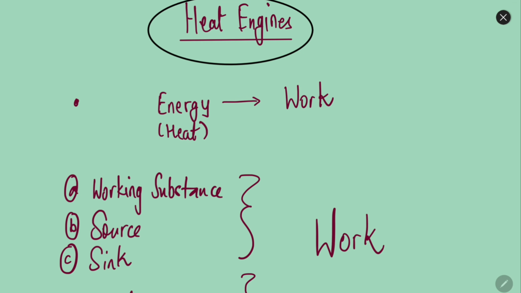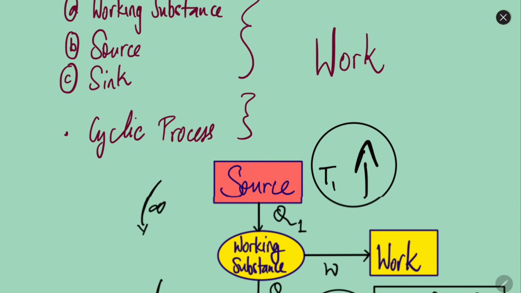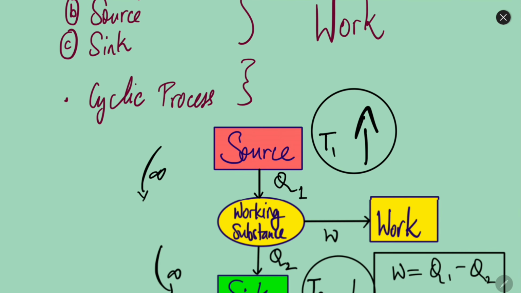Now let us study about the heat engines, and then we will move on to heat pumps. A heat engine is a device which converts energy like heat into work done. We have three main things here: working substance, source and sink. These will do some work, and remember it will be a cyclic process.